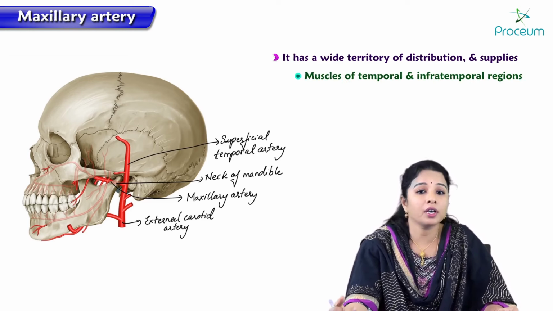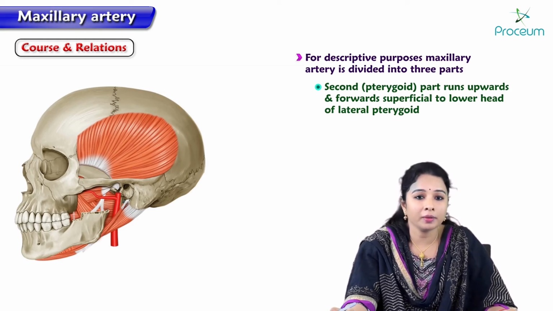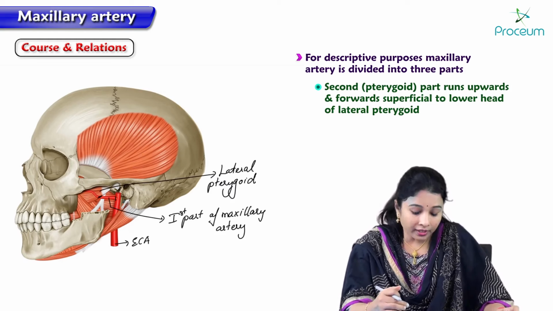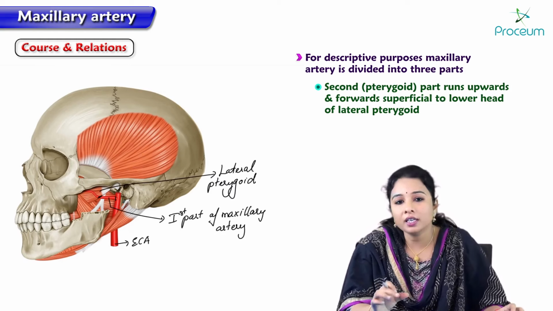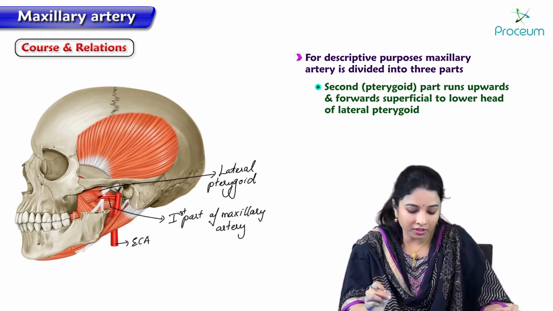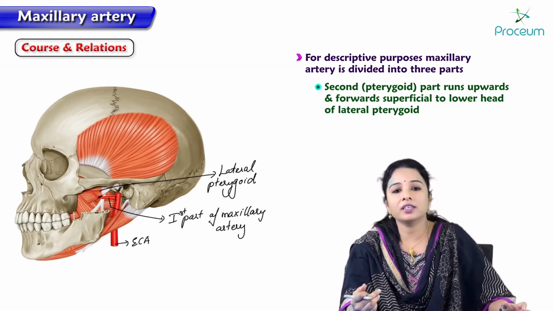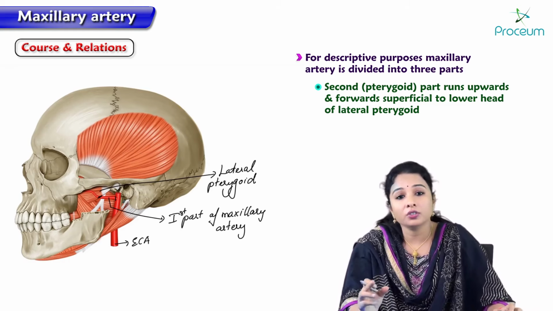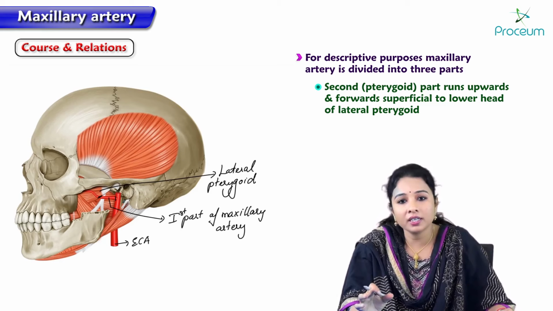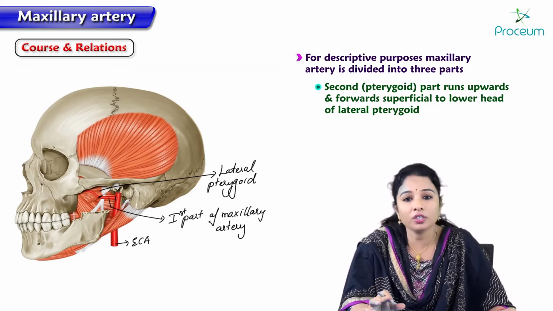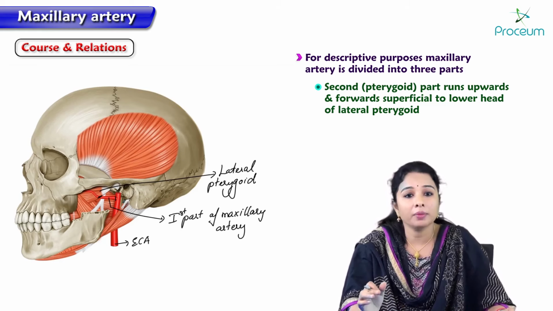Course and relations. For descriptive purposes, maxillary artery is divided into three parts. The first part is the mandibular part, second part is pterygoid part, and the third part is pterygopalatine part. So the lateral pterygoid is considered as key muscle of infratemporal region because it divides the maxillary artery into three parts.